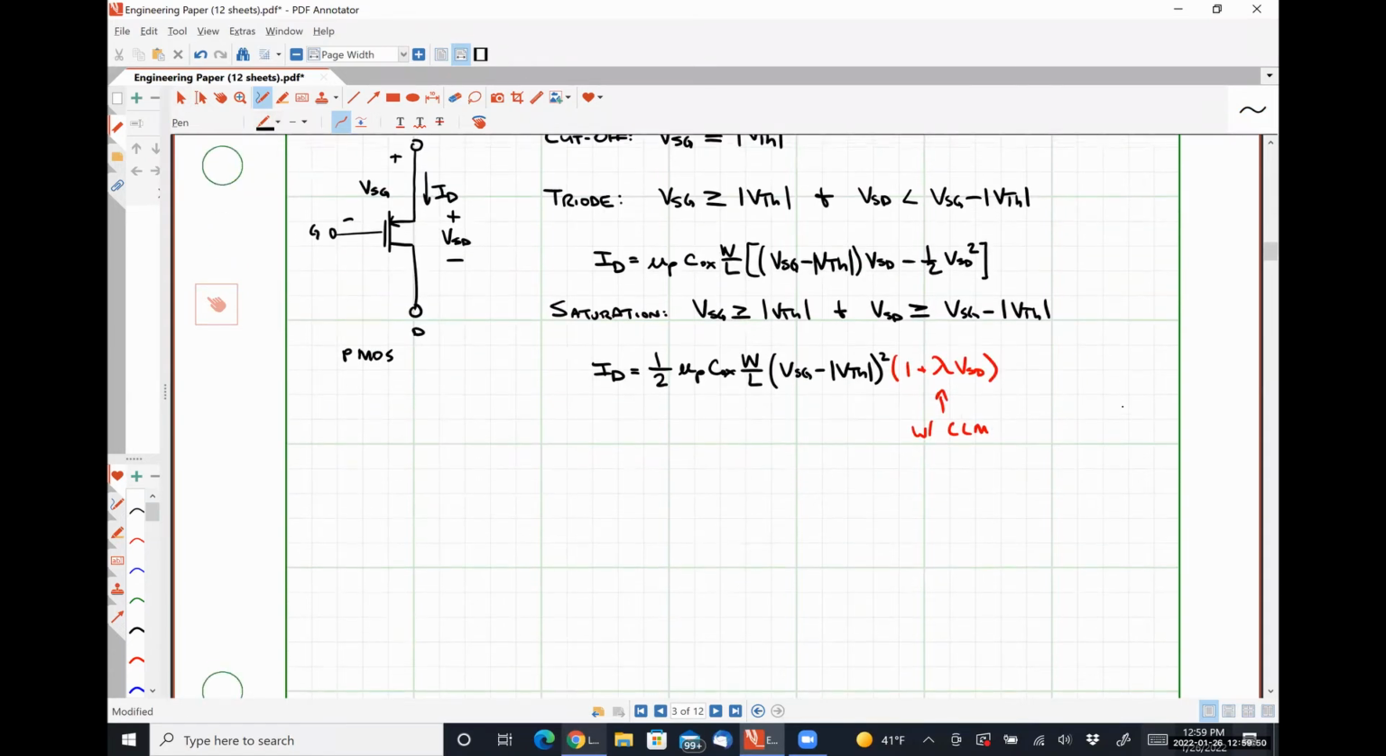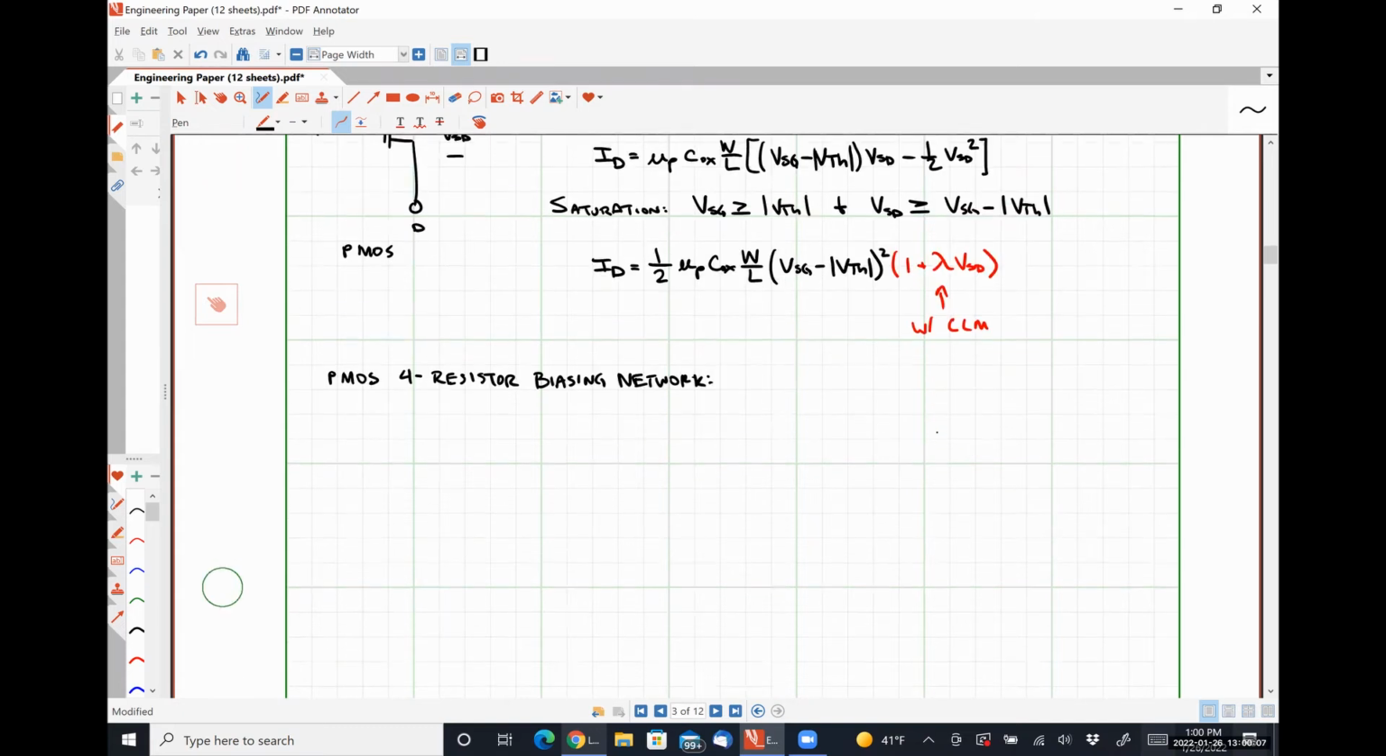Okay, so let's look at the PMOS 4 resistor biasing network. We'll do it first without channel length modulation. And so it's going to look something like this.